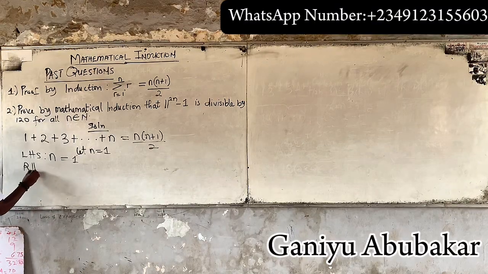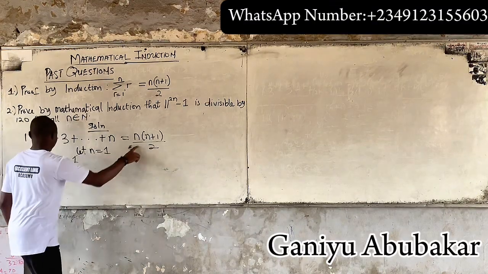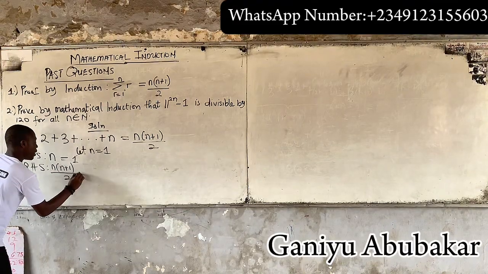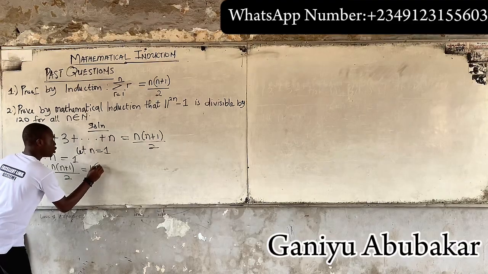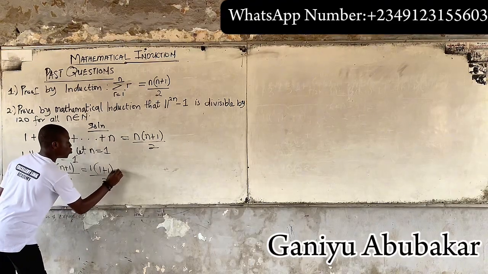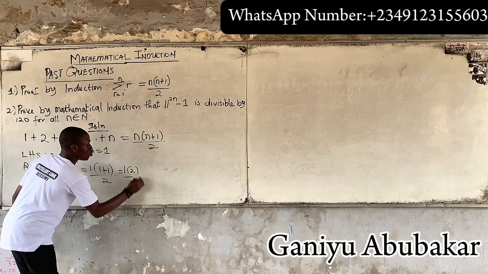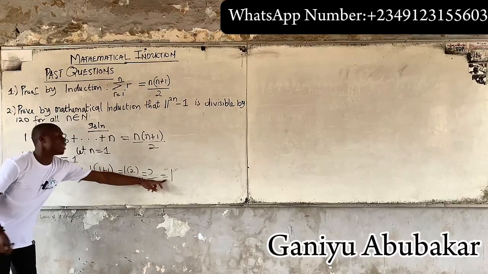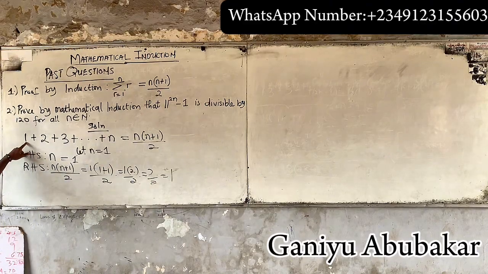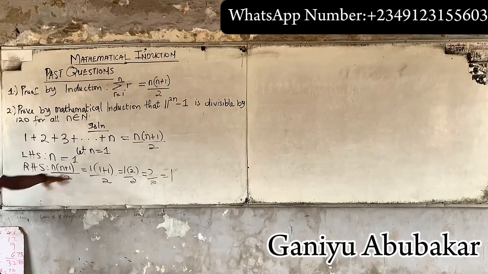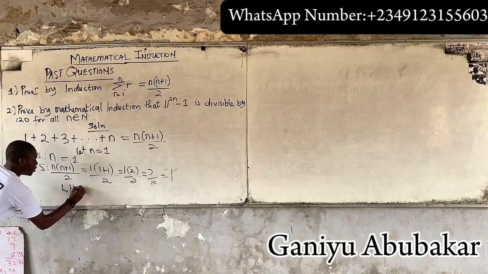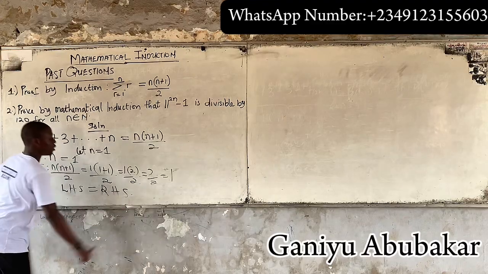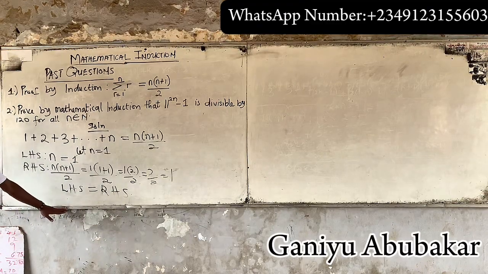Check your right hand side. What do you get there? n into n plus 1 over 2. What's n? 1 into 1 plus 1 over 2. That's 1 into 2 over 2. That's 2 over 2. That is 1. Observe that this 1 and 1 is what I'm having here. Hence it's correct. Now at this point, observe that my left hand side, which is 1, is equal to my right hand side. Proved. That's the first step, called the basic step.